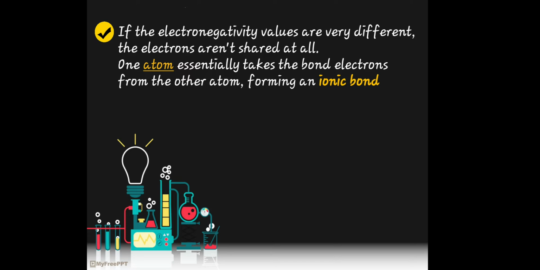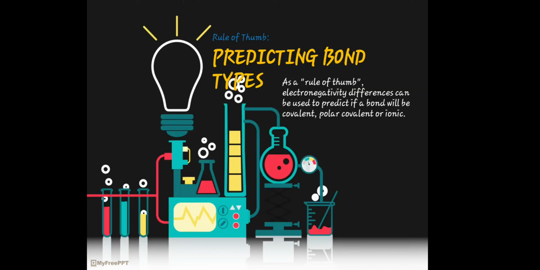I'll repeat, sorry, that if the electronegativity values are very different, the electrons aren't shared at all. So meaning covalent bond is not present in that, because covalent bond is about sharing of electrons. If one atom essentially takes the bond electrons from the other atom, it is now resulting in another type of bond, which is called an ionic bond. So always remember that one. Okay? Let's proceed. So now let's go to predicting bond types from the electronegativity itself.